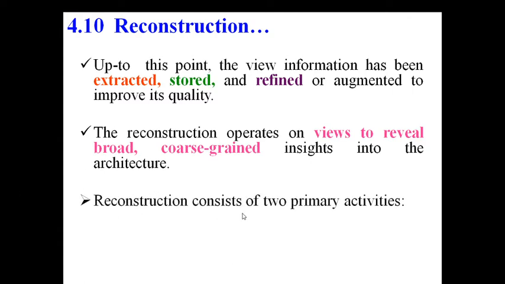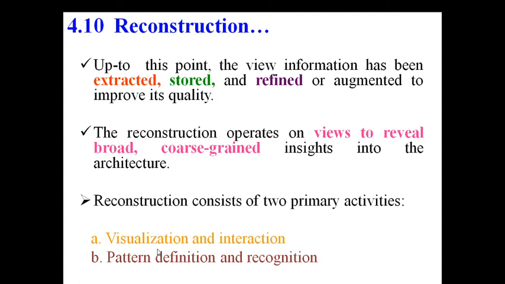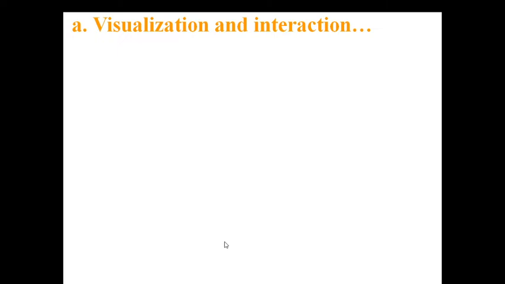Reconstruction consists of two primary steps. One is the first, visualization and interaction. Whenever the user is interacting with the system, what will they get as outcome, how is it going to be represented, how is it going to be presented to the user. Next one is pattern definition and recognition. The pattern is the line of code which you want to define to get that output. We will see one by one. First one, visualization and interaction.